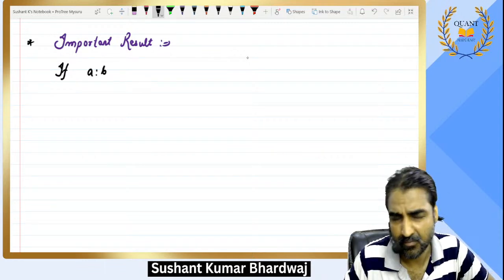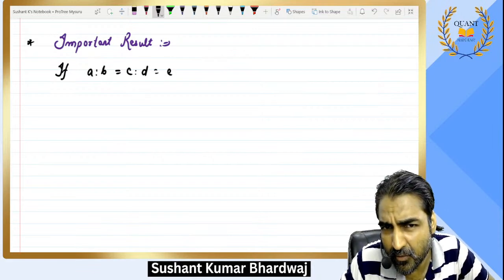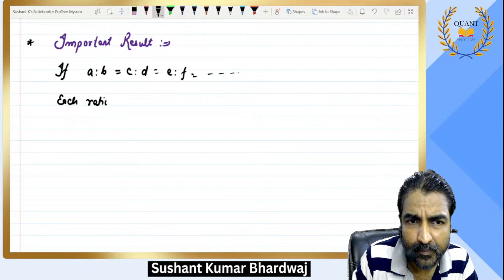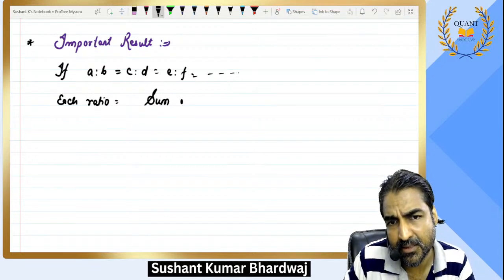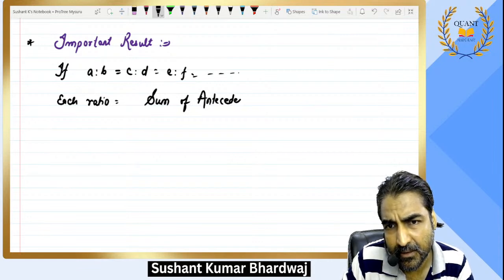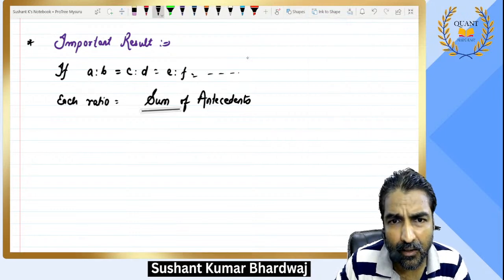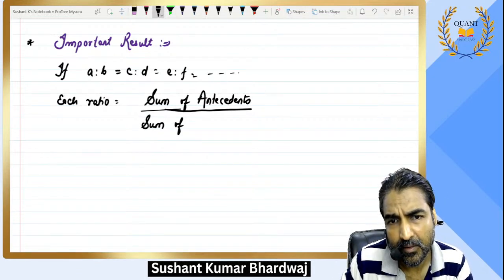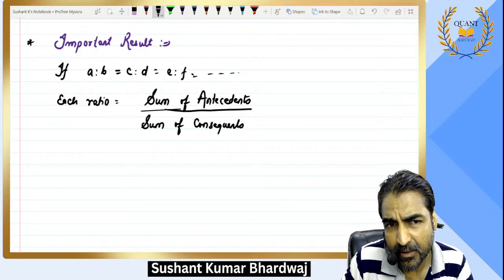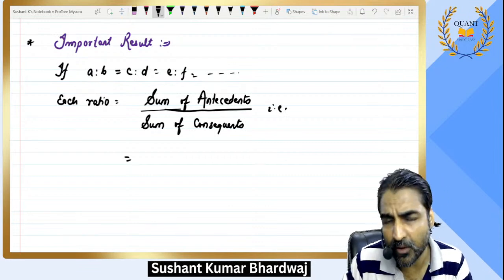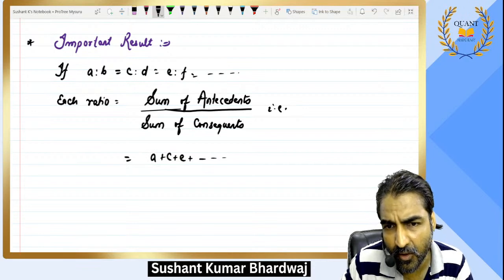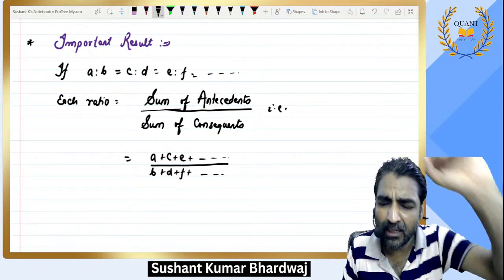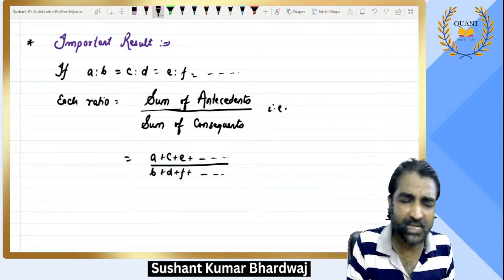If A is to B is equal to C is to D is equal to E is to F, and so on, then each ratio will be equal to the sum of antecedents upon the sum of consequents. Is it clear, beta? That is, it will be equal to (A plus C plus E plus ...) upon (B plus D plus F plus ...), and this is also represented as addendo. Clear?